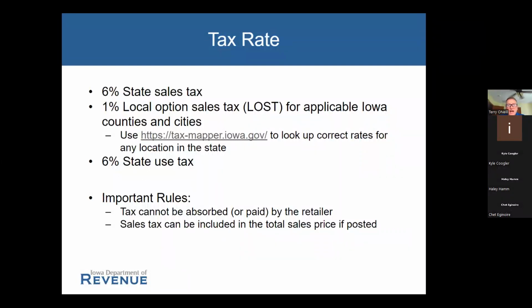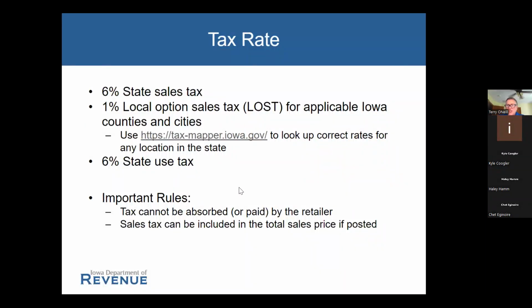One thing to keep in mind is that there is no local option use tax. There is only local option sales tax. So the extra 1% can only apply to transactions that are subject to sales tax. They do not apply to transactions that are subject to use tax. That's something that we do get questions on a regular basis.